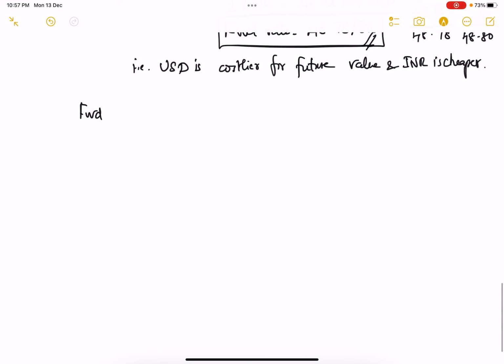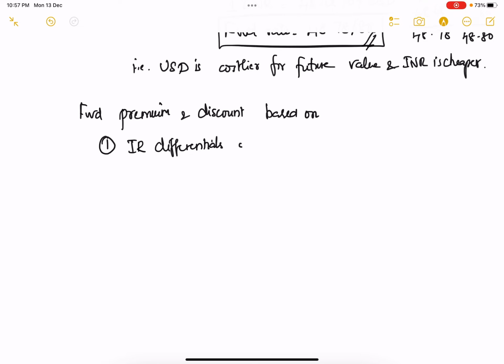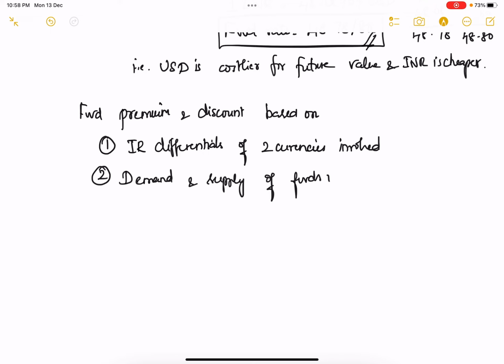So this forward premium and discount is based on two factors. The first one is interest rate differentials of the two currencies involved. And the second factor is demand and supply of forwards in the market.